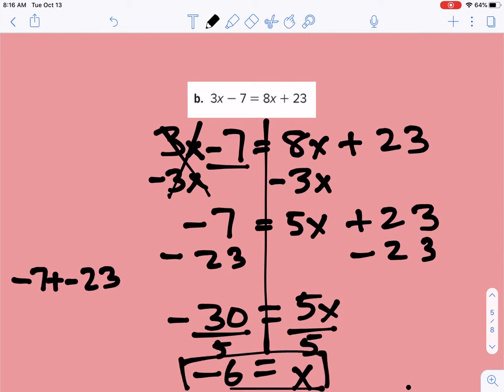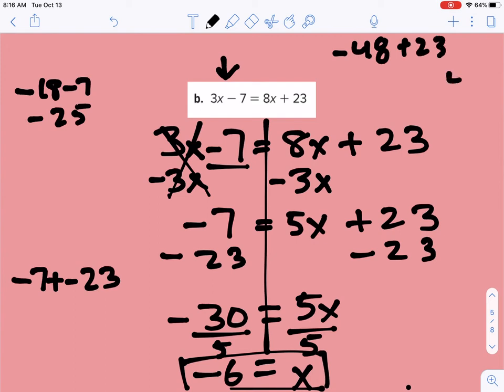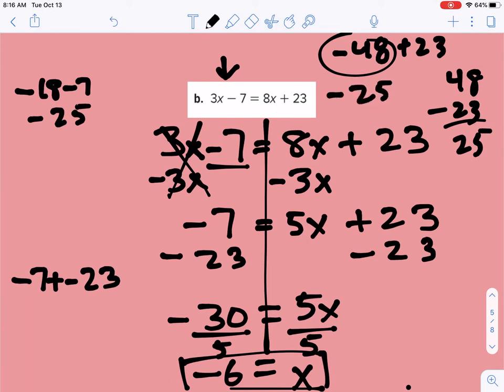And if I put negative 6 in both sides, let's look at this one. I'm just going to talk you through it. 3 times negative 6 is negative 18. Minus 7 is negative 25. If you do the right side, 8 times negative 6 is negative 48 plus 23. So you do that as 48 minus 23, which gives you 25. And then you keep the sign of the larger number, the number with the larger absolute value. So negative 25. So that equals that, and we're good.